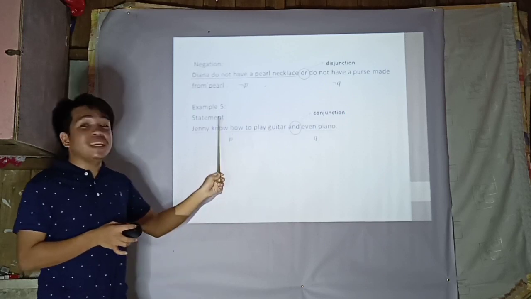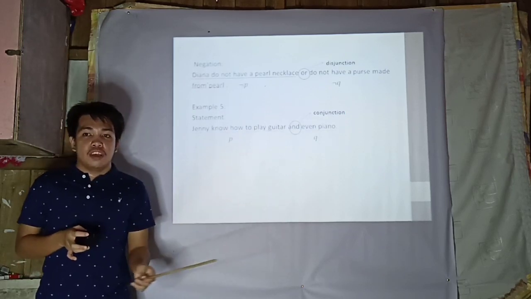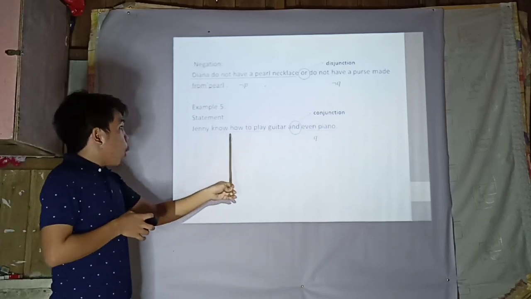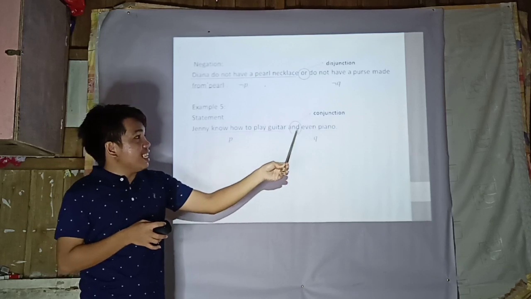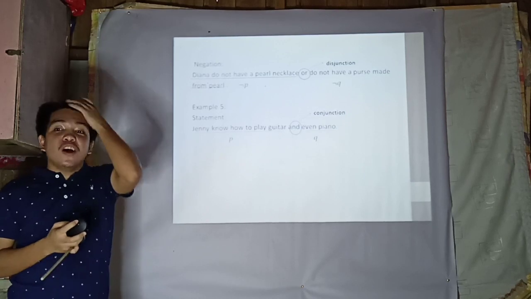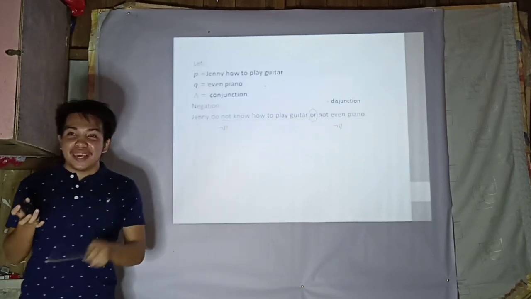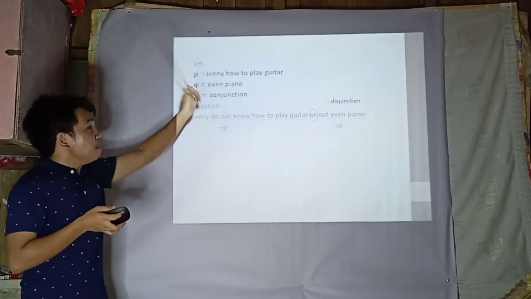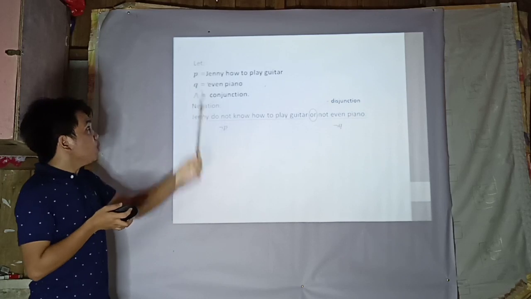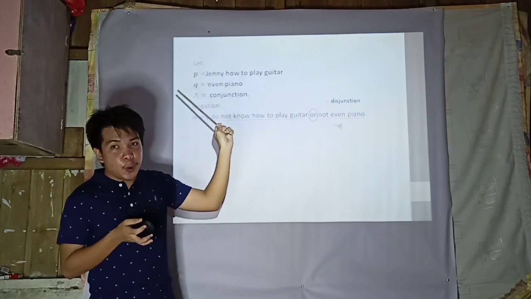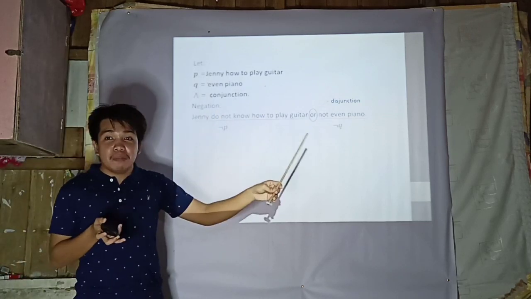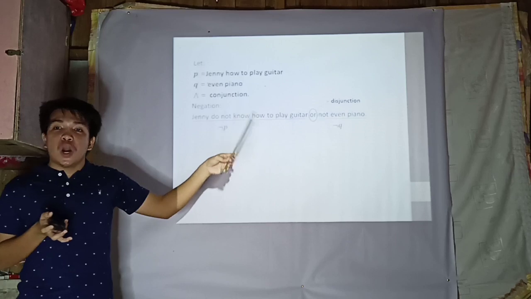Okay, this will be the last example for the negation of an AND into an OR. Example number 5: Jenny knows how to play guitar and even piano. First, let us know the statement P and statement Q. Statement P: Jenny knows how to play guitar. Q: even piano. And the logical operator symbol denotes the conjunction.